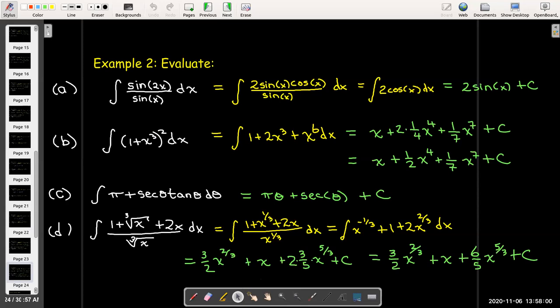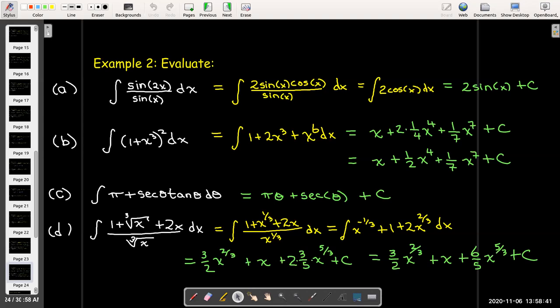And I'm going to do that again a little bit carefully. I'm not going to try to do too much arithmetic in my head. For the first two terms, there is no extra work to be done. I'm going to add 1 to negative 1/3. Adding 1 to negative 1/3, that's adding 3 over 3, so that's going to be 2/3. That's my new exponent. So then I would divide by 2/3. But remember, dividing by a fraction is the same as multiplying by its reciprocal. So that's why I have 3/2 x to the 2/3. The antiderivative of 1 is just x.